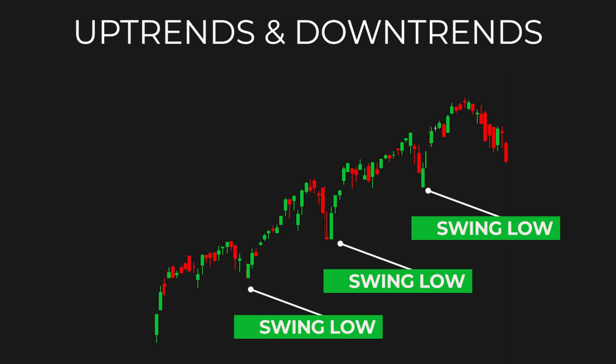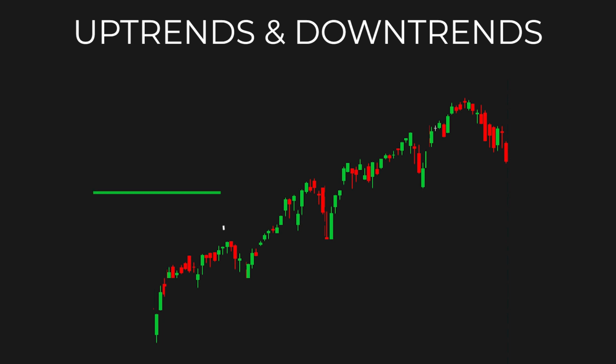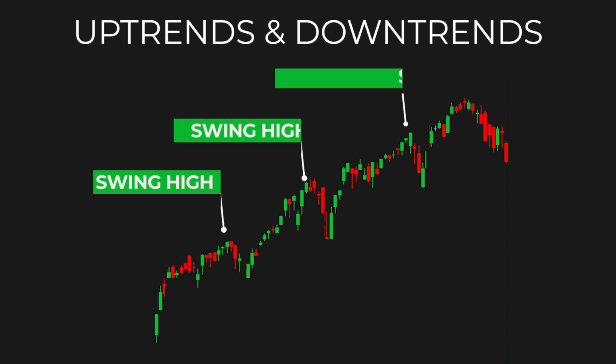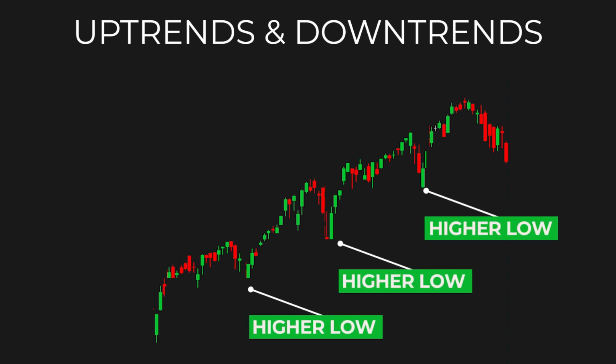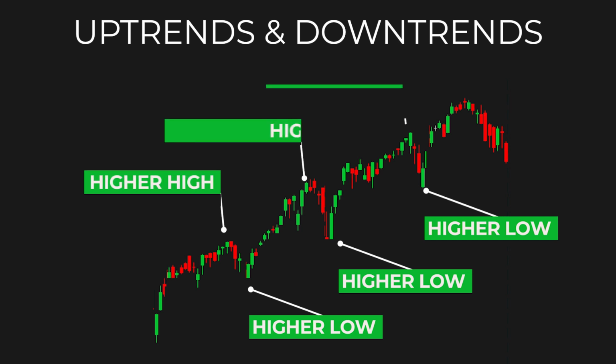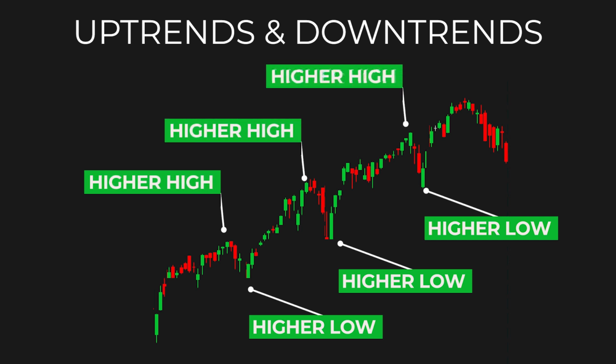These are called swing lows. Swing highs are where price action reverses to the downside. Notice that each low is higher than the previous low, and each high is higher than the previous high. This is what makes an uptrend: higher highs and higher lows.